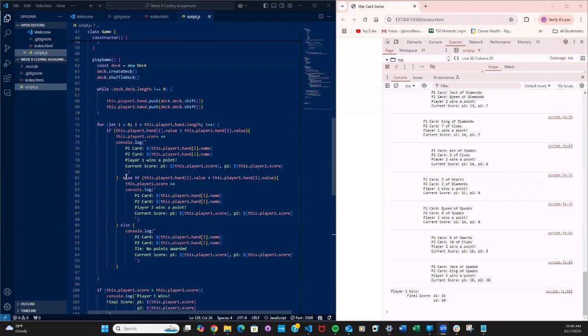Otherwise, we do an else if, and if player two had a higher card than player one, then same thing. It would show what cards they had, player two would win the point, and then it would display the score. And then the else over here is a console.log: if they draw the same, let's say both of them draw a six of hearts, then it would be a tie. Nobody would get the point.